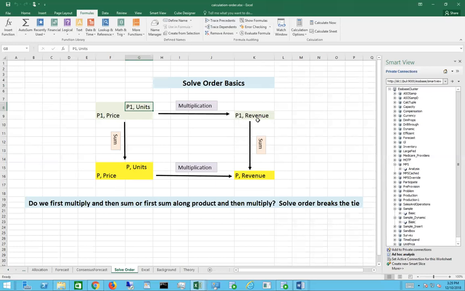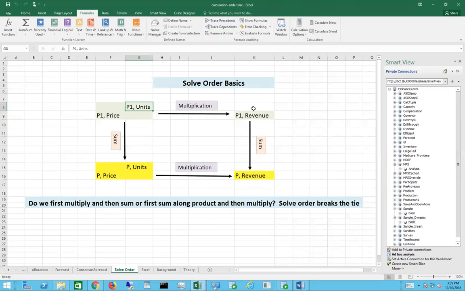If you just have a formula at a measured dimension, it doesn't reflect how it needs to flow when I join with another dimension. So the engine may get confused. It doesn't know whether I should multiply first and then aggregate later, or aggregate first and then multiply. So this is where solve order comes into the picture.